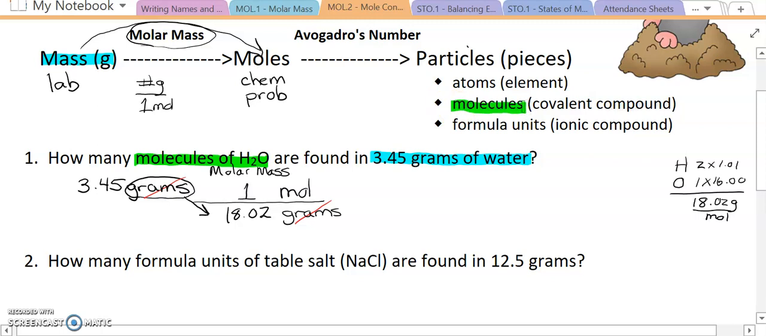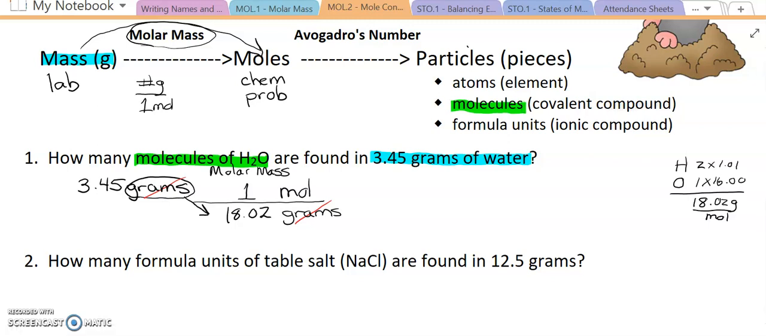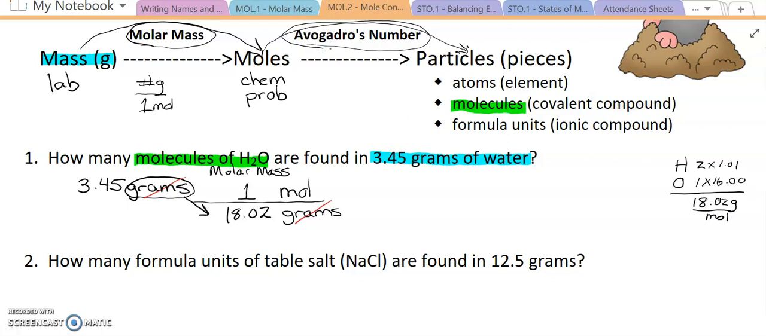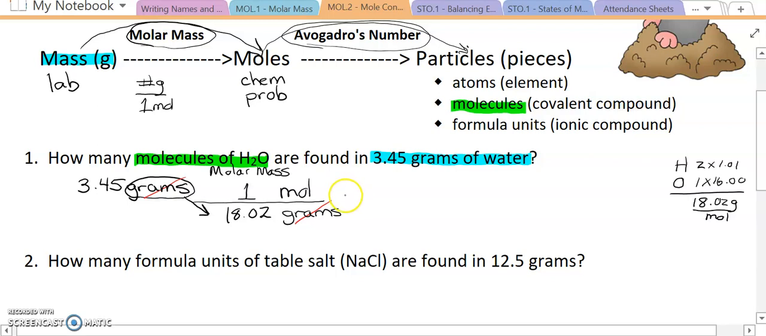Now remember, it's a covalent compound. That's why we call it molecules. The math isn't any different. So this time I'm going to go from moles to pieces. And what am I going to use for that? Well, I'm going to use Avogadro's number. A lot of students like to put this in their calculator, but your calculator has no problem with multiplying 5 or 6 numbers and dividing at the same time. So do not put this in your calculator at this point. Continue on.